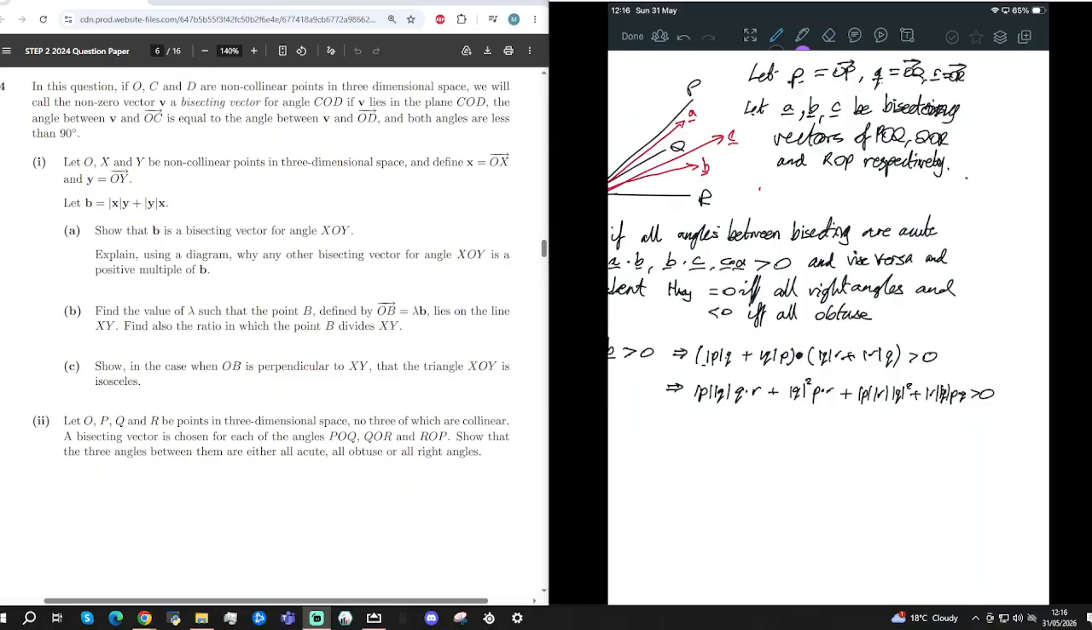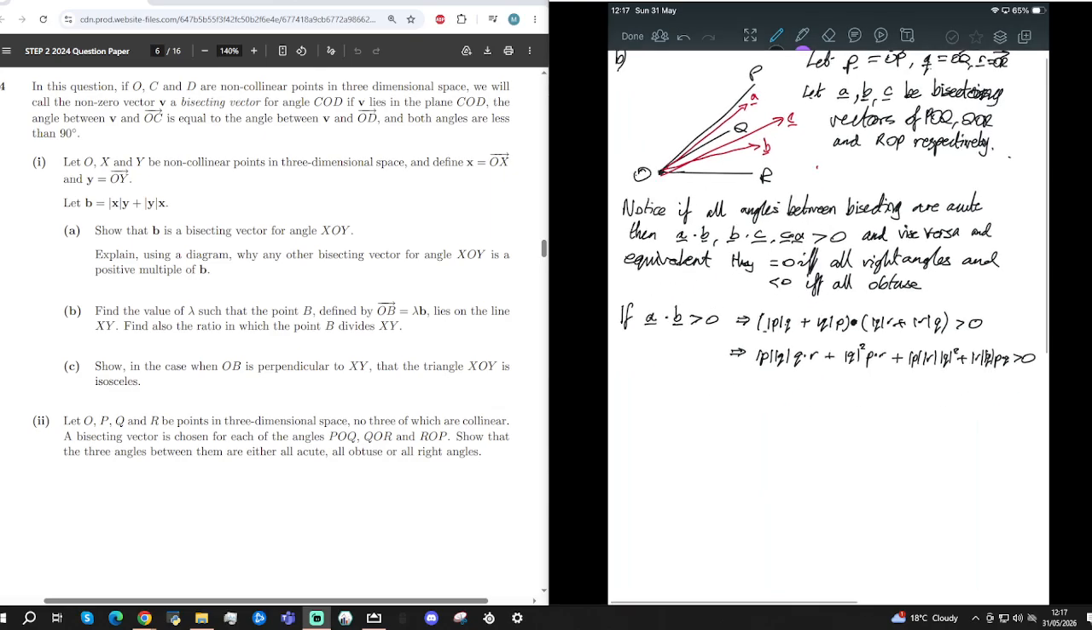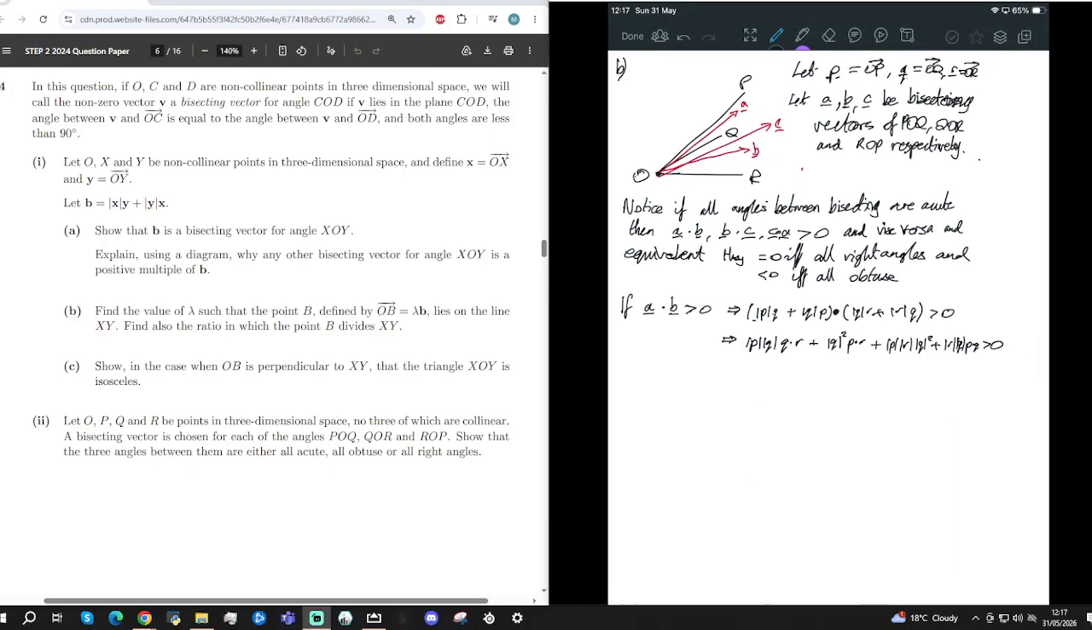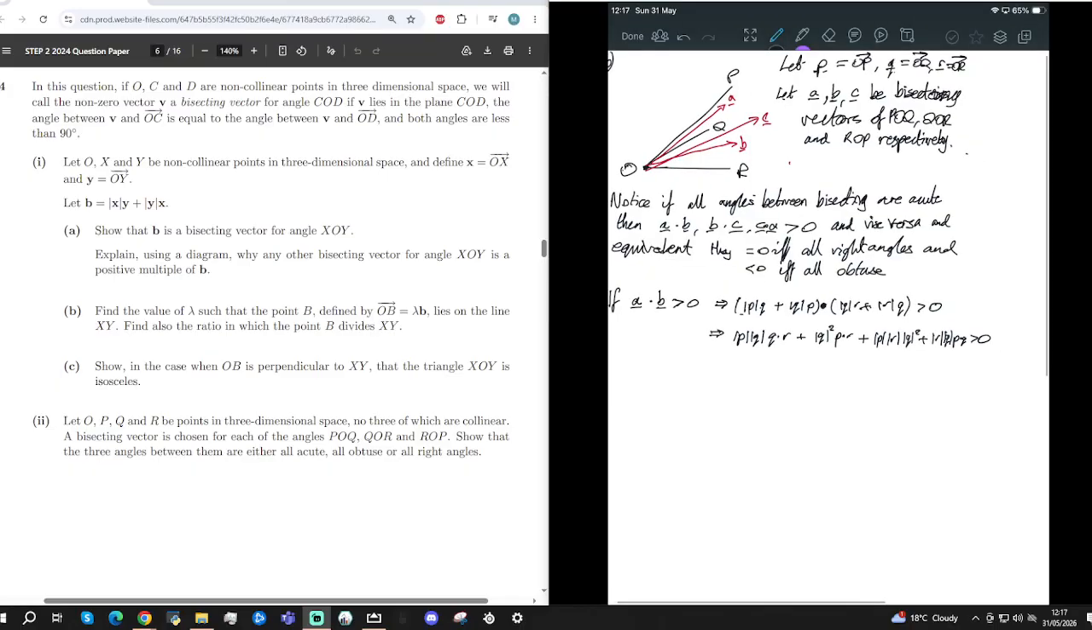Now, we haven't been told anything. We've only been told that O, P, Q, and R are not collinear. So these dot products are not whatever a mod Q mod R. How do we approach this? Now these are all if and only if conditions, so that's helpful at least.